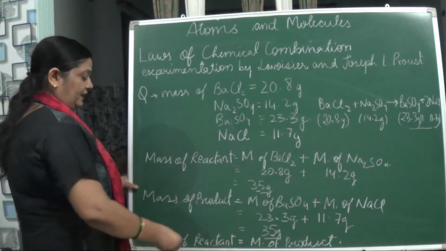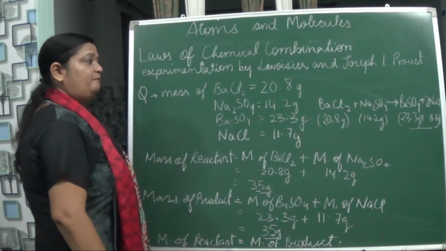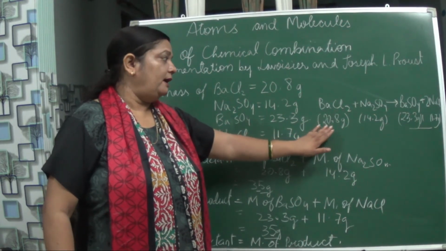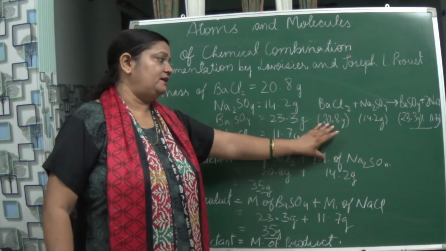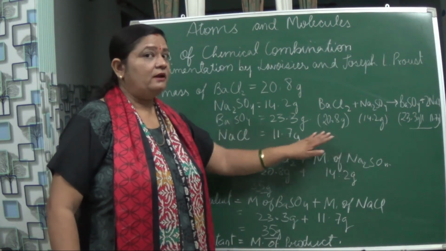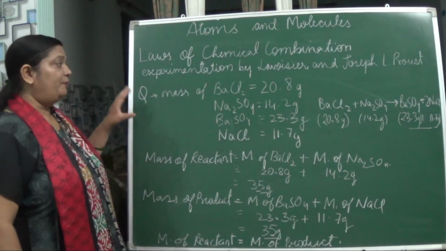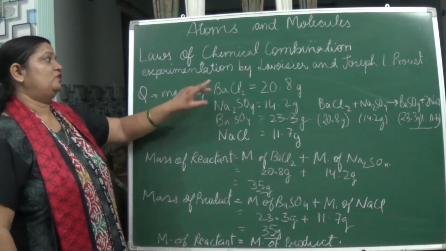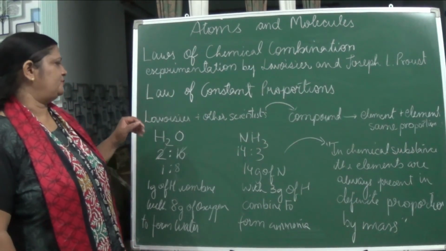So what happens? Here the mass of the reactant is equal to the mass of the product, and yes, this reaction is obeying the law of conservation of mass. So here mass is neither created nor destroyed in this reaction. So this is obeying the law of conservation of mass, which was said by Lavoisier. Now the law of constant proportions.